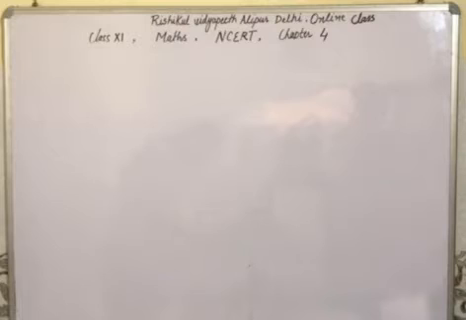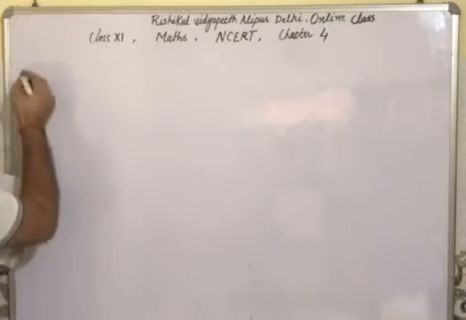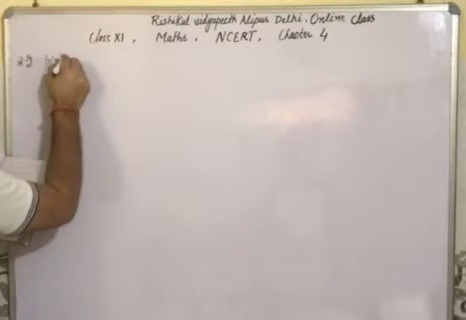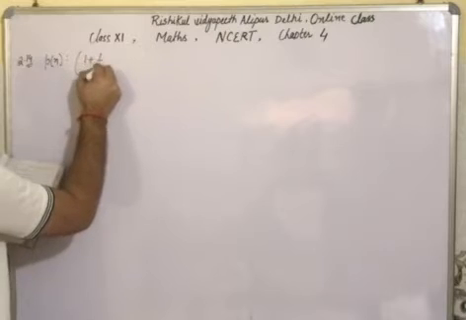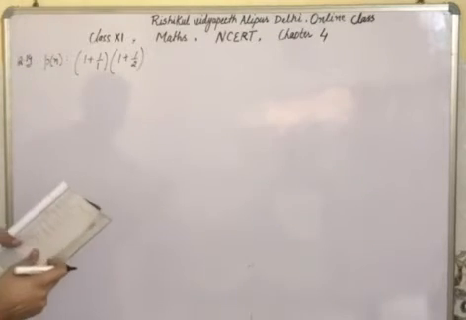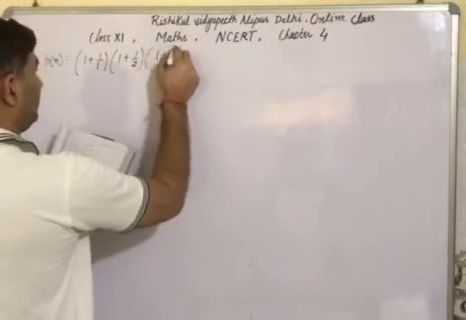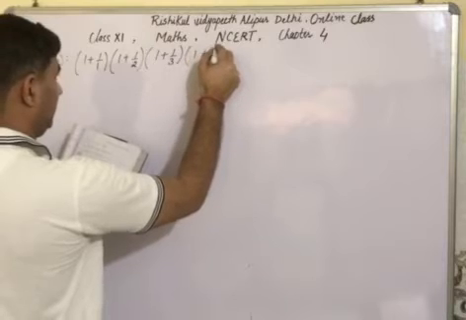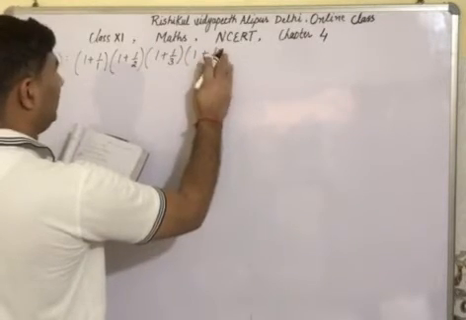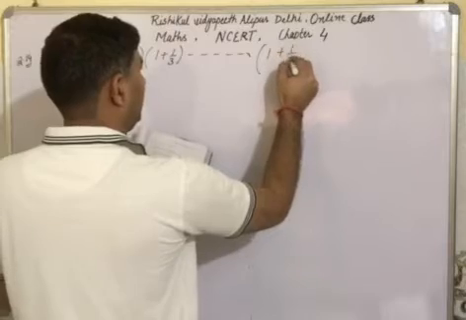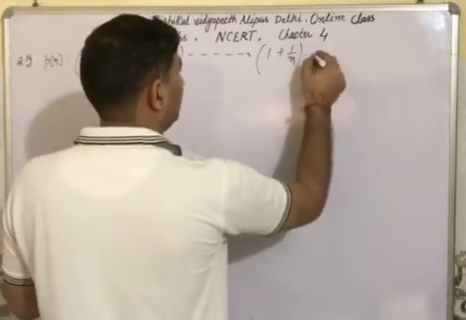Next, question number 14. P of n: 1 plus 1 by 1 into 1 plus 1 by 2 into 1 plus 1 by 3 and so on; questions 13 and 14 are the same kind of question, and here all the terms are being multiplied. In the earlier question, all the terms were in summation, with plus. This product of 1 plus 1 by n is equal to n plus 1.